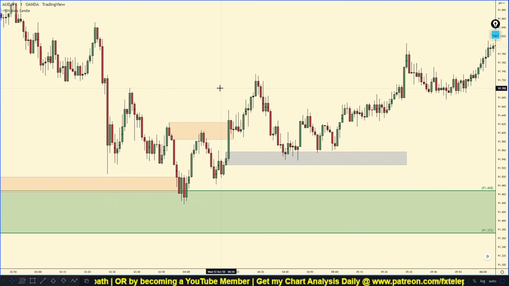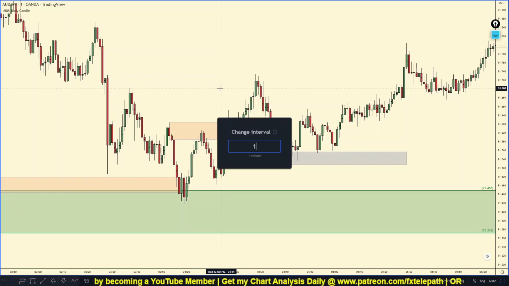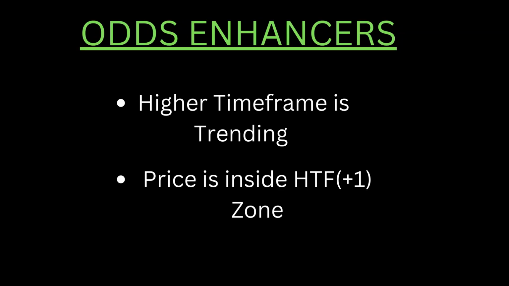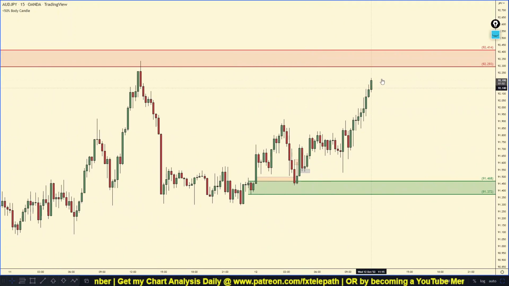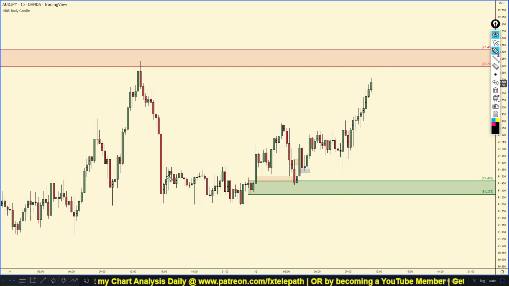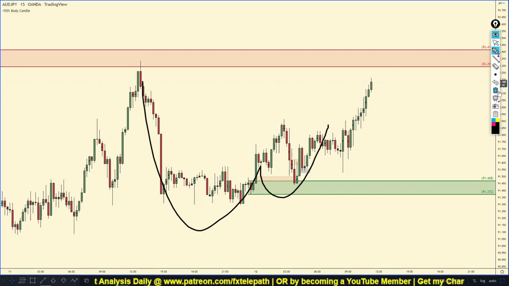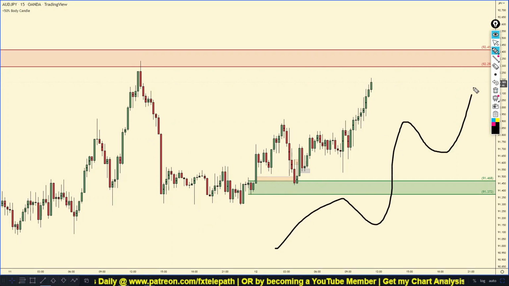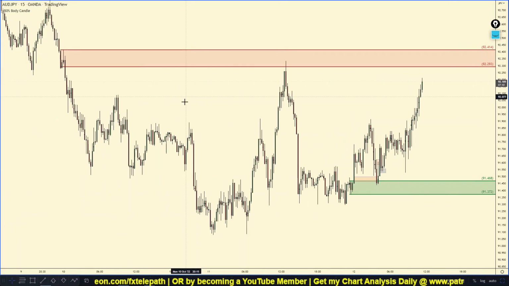And the number one odds enhancer for just higher quality trades is for when your higher time frame is trending. So in this example here, that is not the case, where price is clearly sideways right now. For trend, we are looking for clear uptrends like that. Very, very clear and obvious uptrends. And we don't really have that.